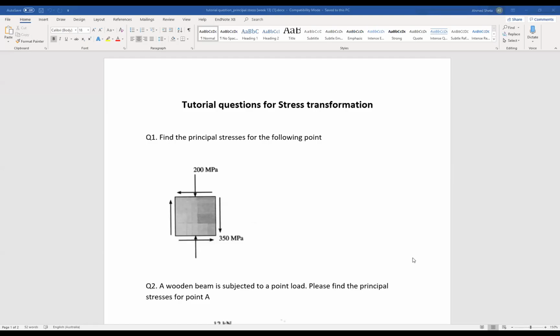So today we will have the tutorial questions for the stress transformation or the principal stresses. This is our first example. We have a small element with stresses in the vertical direction of 200 megapascal, and shear stresses of 350 megapascal. The requirement is to find the principal stresses for the following element.